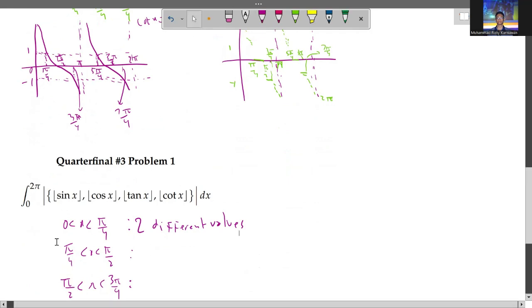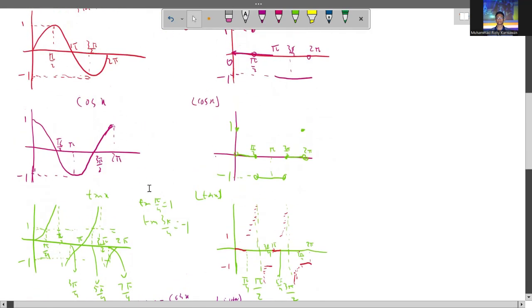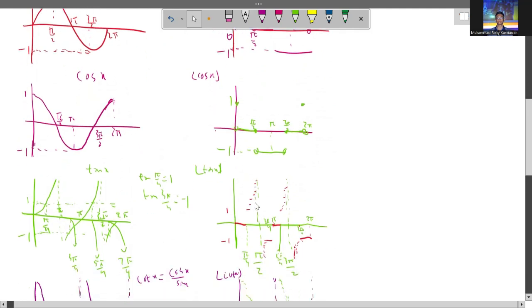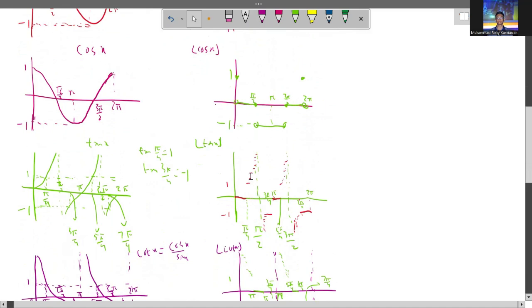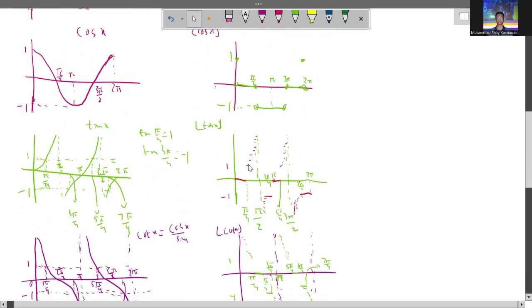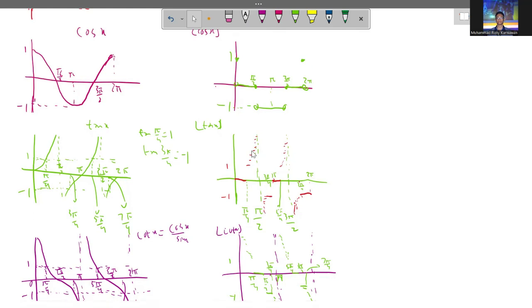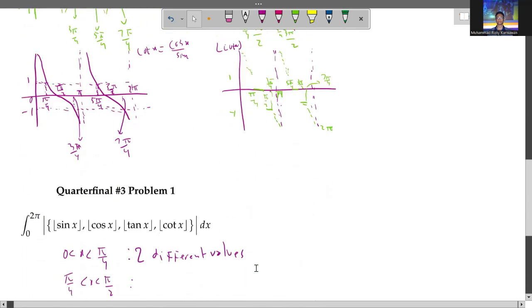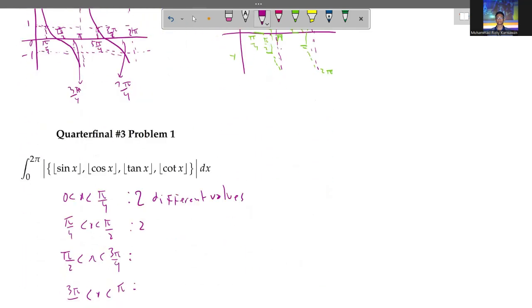From pi/4 to pi/2, here, sine of x and cosine of x have GIF of 0. Tangent of x, on the other hand, has an unpredictable value, but all of them will be different from 0, and the GIF of cotangent of x will be 0. So also two different values.